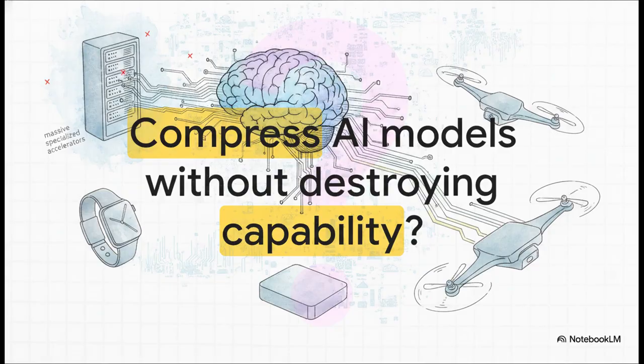So here's the million-dollar question for this explainer. How do we take a massive, powerful AI model and squeeze it into something like a smartwatch, a drone, or an edge device without completely breaking its brain? Right now, if you want top-tier AI capability, you're heavily dependent on massive, specialized accelerators, crazy amounts of memory, and constant cloud connectivity. But what happens when we need that intelligence offline or on low-power hardware? Well, that is exactly the problem this research is trying to crack.